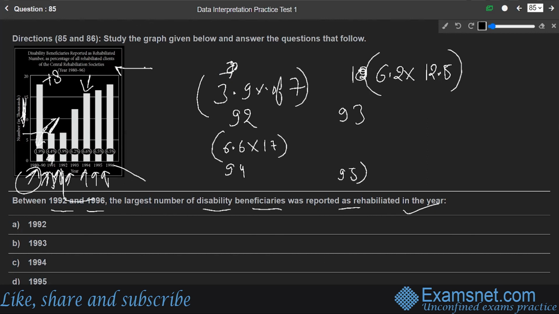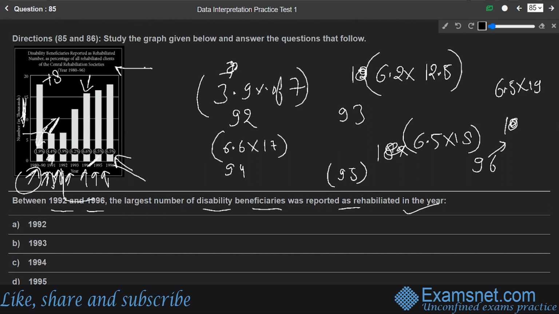If we go for 1995, the value is way higher, more than 17, so let us take it as 18. The percentage value in 1995 is 6.5%, so it is 6.5% of 18. For the year 1996, the value increases further, more than 18, so let us take it as 19. The percentage value is again 6.5, so 6.5% of 19.